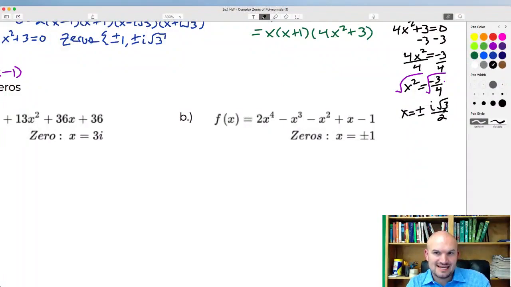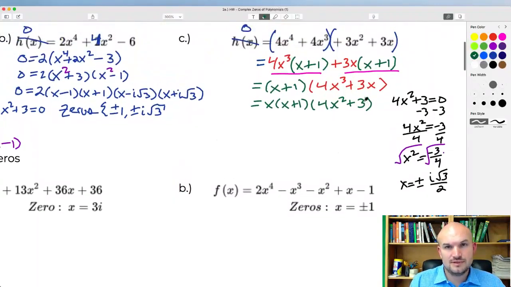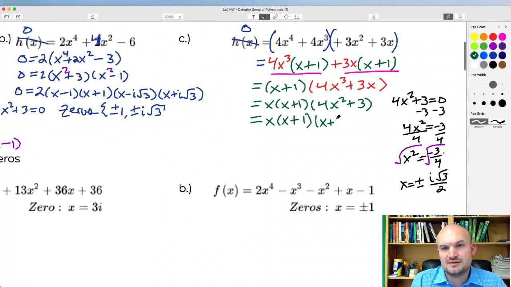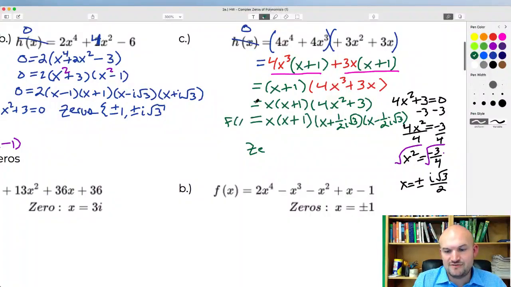And sometimes we'll write this i in front, not just in the denominator. So let's write the linear factorization out with that. The linear factorization here is now going to be x times x plus 1 times x plus 1/2 i square root of 3 and x minus 1/2 i square root of 3. Looks kind of crazy. That's the linear factorization, so that's going to be our function h of x.